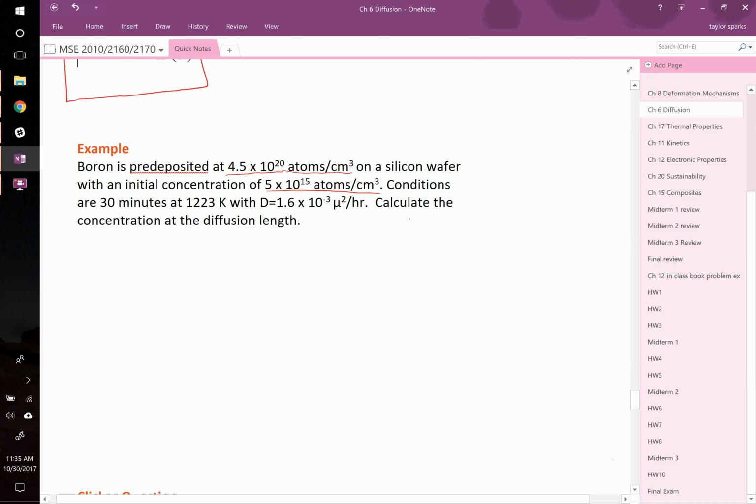Conditions are 30 minutes at 1223 K, and you're given the diffusion coefficient in microns squared per hour. So calculate the concentration at the diffusion length, right? So again, diffusion length, that's when we're talking about this ballpark, x equals square root of Dt, right? So let's go ahead and do that. Actually, we'll have the TAs work on this with you, and we'll see if we get the same answer.